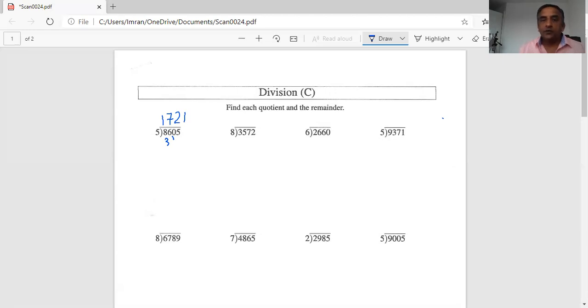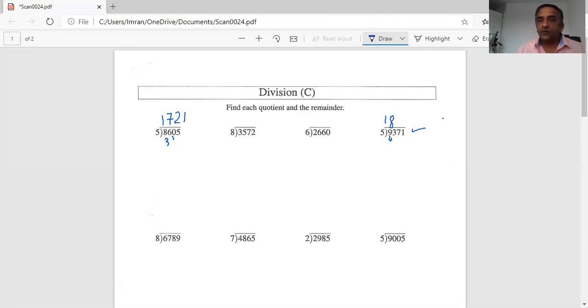Now I'm going to do another question for you. We can choose any of them. I'm going to do this one now. Again, this is 5. How many times does the 5 timetable go into 9 or less than 9? Obviously, 5 times 1 is 5. So you take away 5 from 9. So we get 4. Now it's 43. How many times does 5 go into 43? 5 times 8.